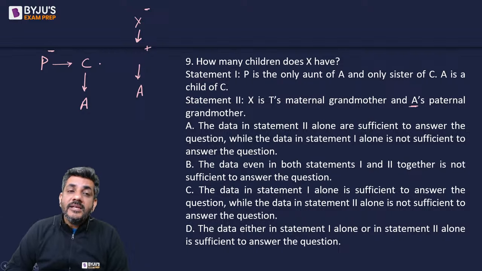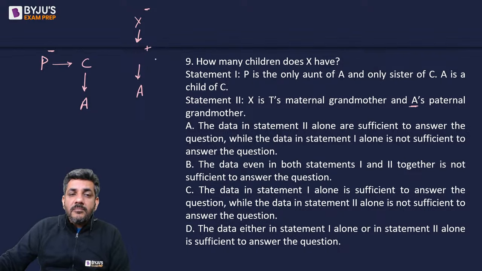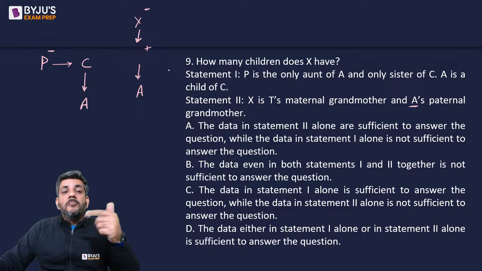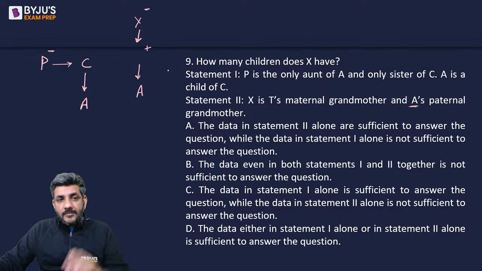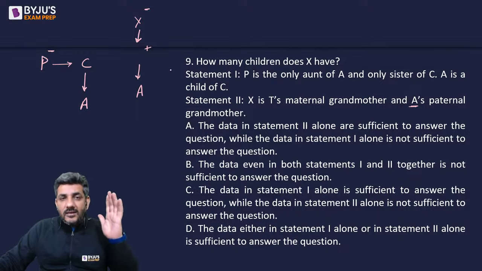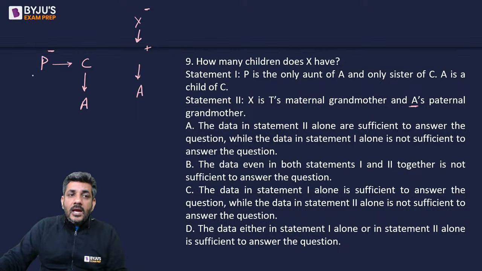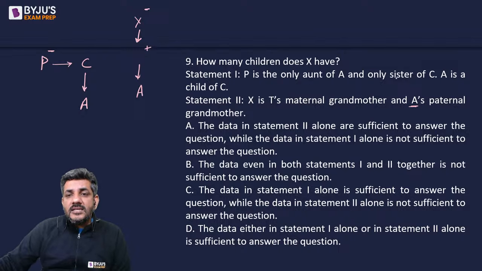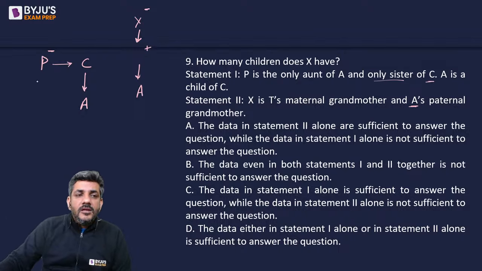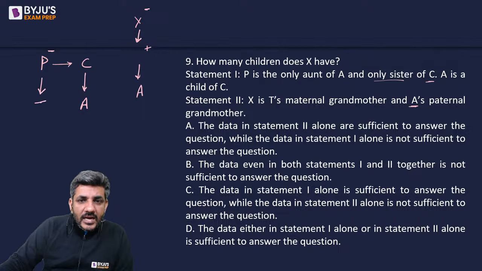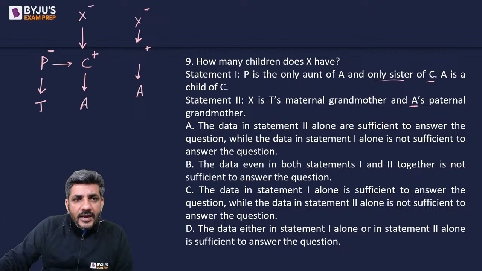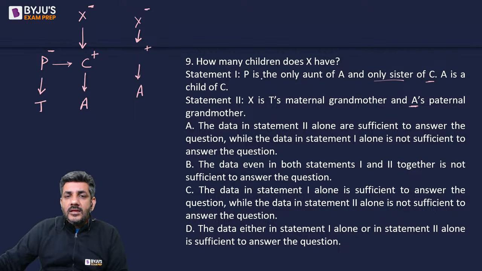And X is T's maternal grandmother. Maternal grandmother of T. So X is the mother of T's mother. That means T would be X's daughter then. And T cannot have any other daughter because it is clearly written that P is the only sister of C. So T must be P, right? And C must be the son such that their mother should be X, right? Can I say it satisfies both the conditions? P is the only aunt of A, only sister of C, वो तो पहले ही satisfy हो रहा है.